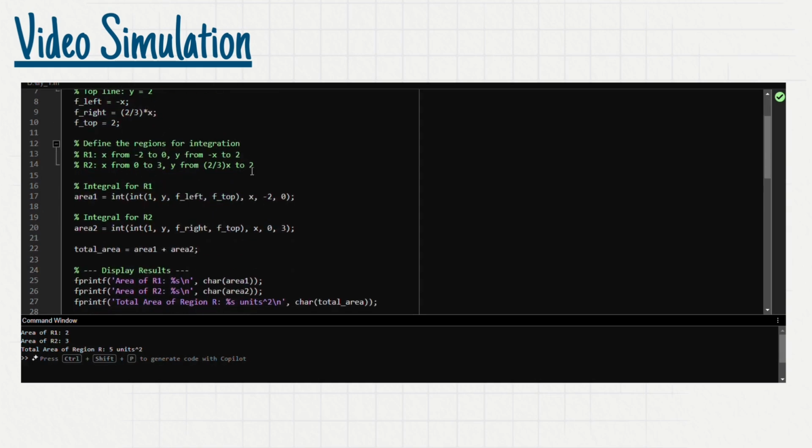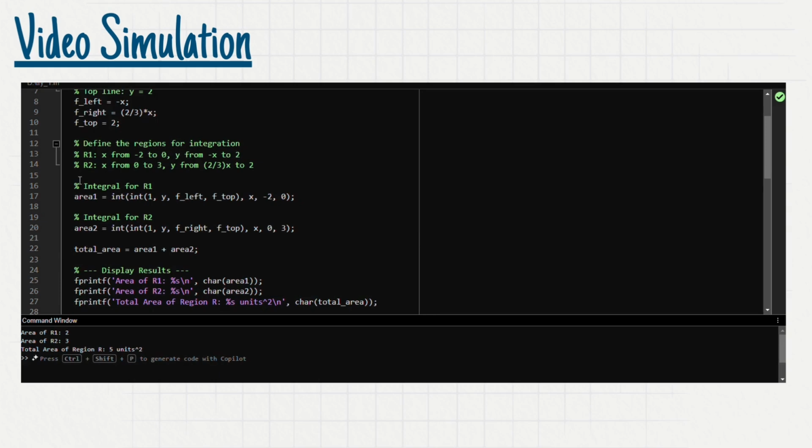The second part is the strategy of splitting the region. Because the floor of our shape changes its slope at the origin, x equals 0, we cannot calculate the area with a single integral. We have to split it into two subregions, R1 and R2. For R1, the left side, x goes from negative 2 to 0, and the height is bounded by the line y equals negative x at the bottom and y equals 2 at the top.